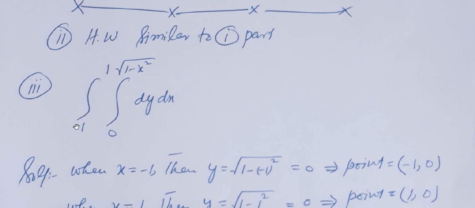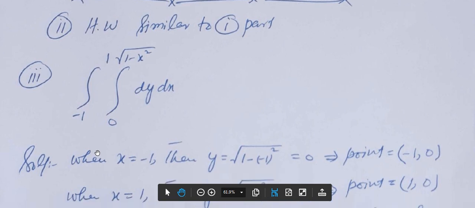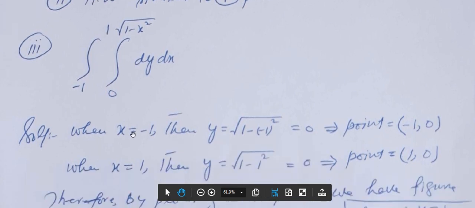Your x varies from -1 to 1, and your y varies from 0 to square root of 1 minus x square, and your f of x y is given as 1 here. So this function you will not change, this f of x y you will not change with r cosine theta and r sine theta, because here you can see only 1 is given. Only you have to change the limit. Now to change the limit, what we will do, now when x is -1, because this is the limit for x and this is the limit for y.